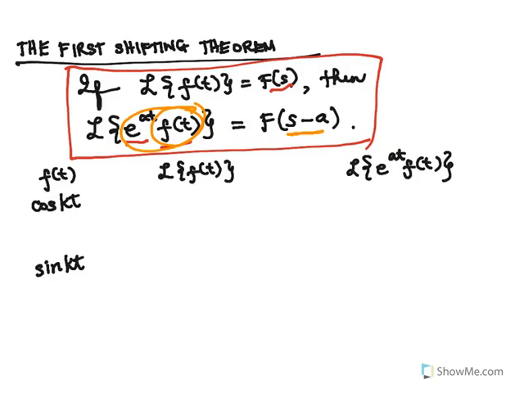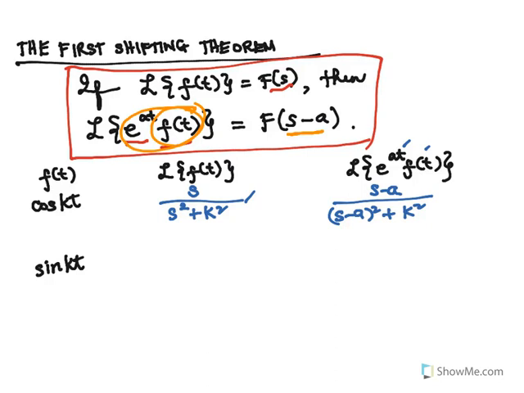Okay, so recall that, for instance, the Laplace transform of cosine kt is of the form s all over s squared plus k squared. So if I want now to take the Laplace transform of e to the at times f of t, your transform now will just be shifted. So using the first shifting theorem, you will just replace the s here by s minus a. So that will be s minus a over s minus a quantity squared plus k squared, if we are evaluating e to the at times cosine kt.